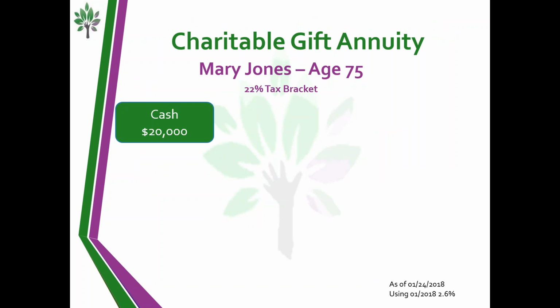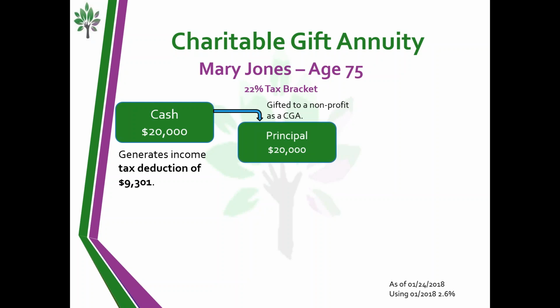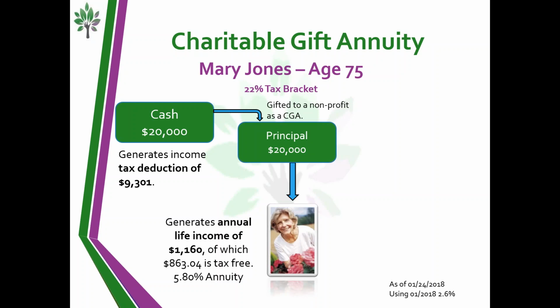So let's just use a quick example here of Mary Jones. Mary's 75 years old, and she's now in the 22% tax bracket, according to the new tables. And she's got $20,000 that she'd like to deposit into a charitable gift annuity. And so she puts that with the nonprofit in exchange for a contract that's going to give her income for the rest of her life. Well, if she's 75, then she's going to receive about 5.8% income, which is $1,160 a year for the rest of her life, of which for the first number of years, $863 is going to be tax-free to Mary.